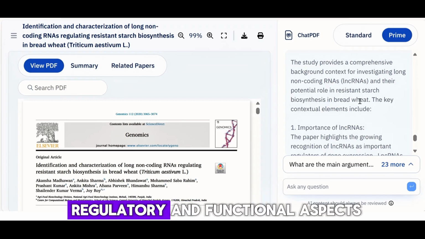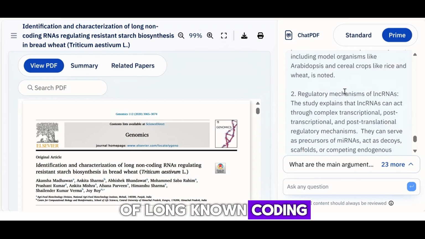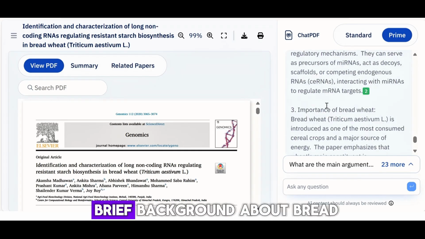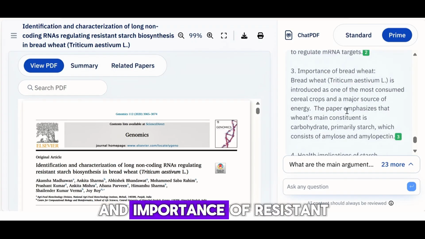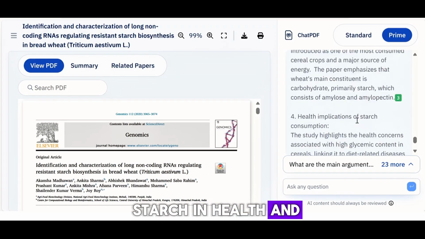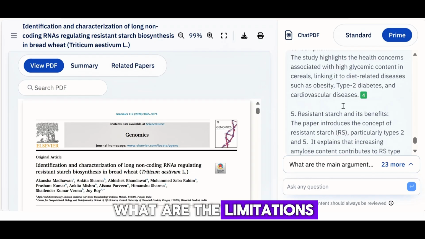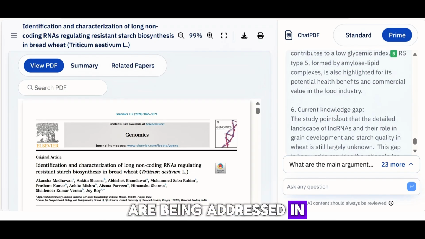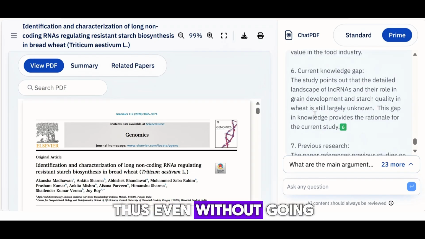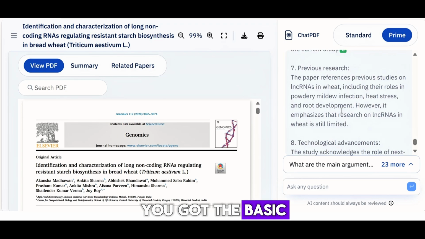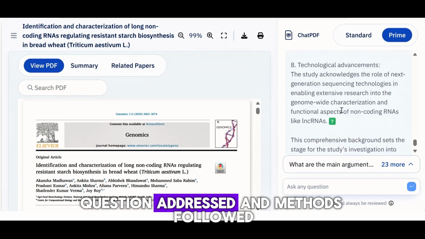It starts with the regulatory and functional aspects of long non-coding RNA in plants. Then there is a brief background about bread wheat, and importance of resistant starch in health and commercial market. What are the limitations in existing knowledge that are being addressed in this paper? Thus, even without going through the entire paper, you got the basic idea of the paper, question addressed, and methods followed.